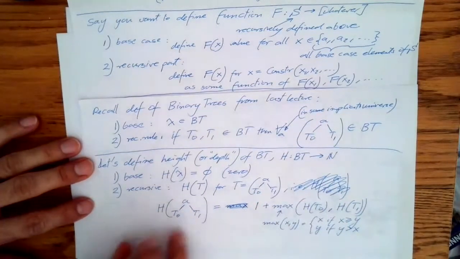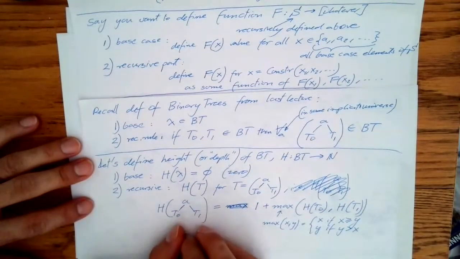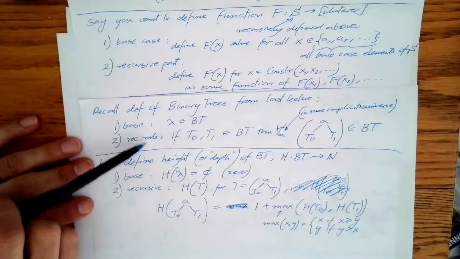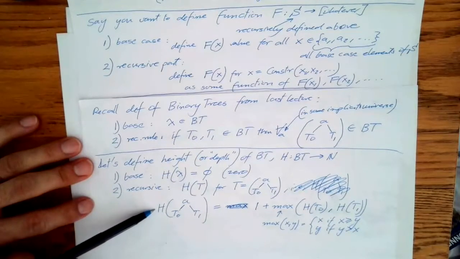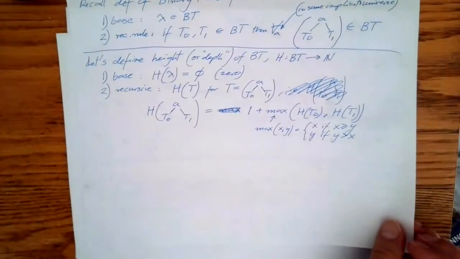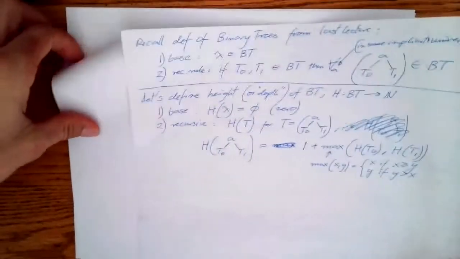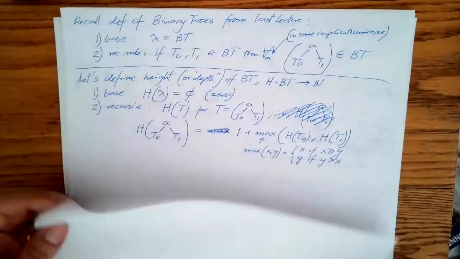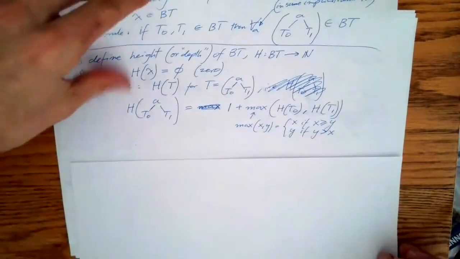And I'm done with the recursive definition of a height, right? Because that's the only recursive rule. So that's the only recursive case I have for the height definition. Let's see how this recursive definition of height operates.